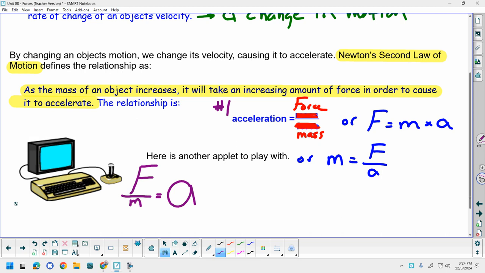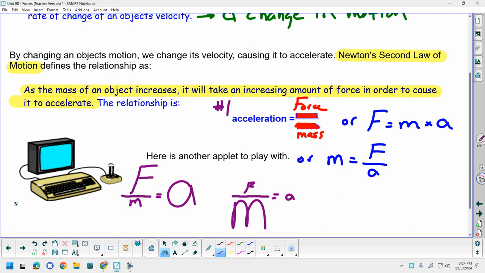Now, what if the opposite was true? What if we have a little tiny force acting on a really big mass? Well, we've got a really big, heavy object, lots of mass, lots of inertia. If we don't apply much force to it, that's going to give us a little tiny acceleration. So, big force, small mass, big acceleration; small force, big mass, small acceleration.